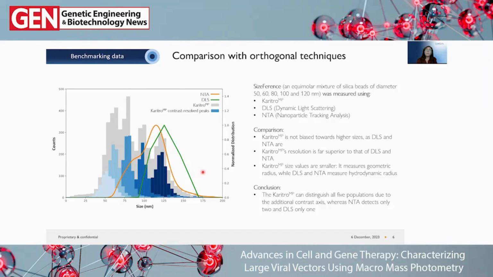While the KaritroMP measures the geometrical radius, which basically is only the diameter in this case of the particle itself, without taking into account the hydration shell around it. So in that sense, both NTA and DLS would give larger size values compared to KaritroMP.